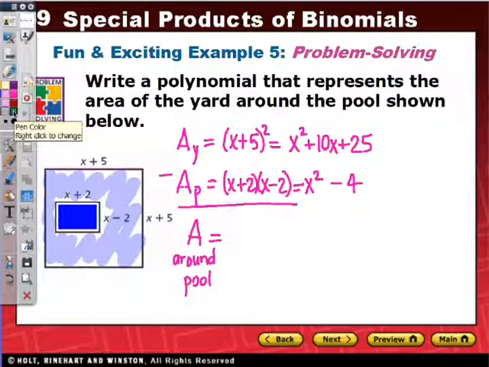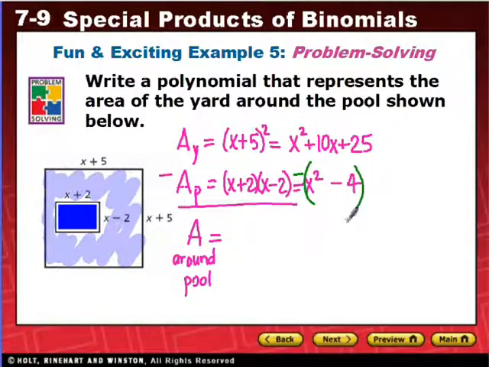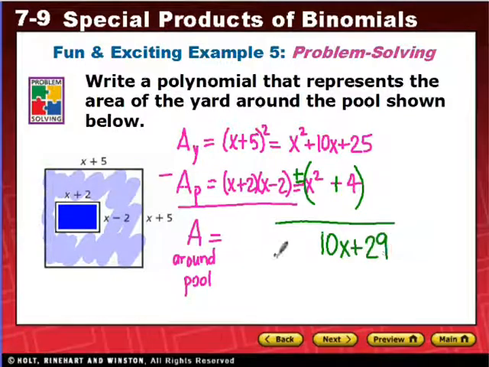So minus the whole thing means the x squared becomes negative and the 4 becomes positive. X squared plus negative x squared is nothing. 10x doesn't have anything to subtract it, so that's just 10x. 25 plus 4, not minus 4, makes 29. So the area around the pool is 10x plus 29.